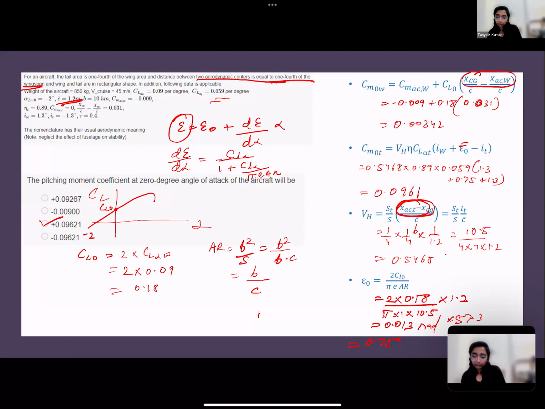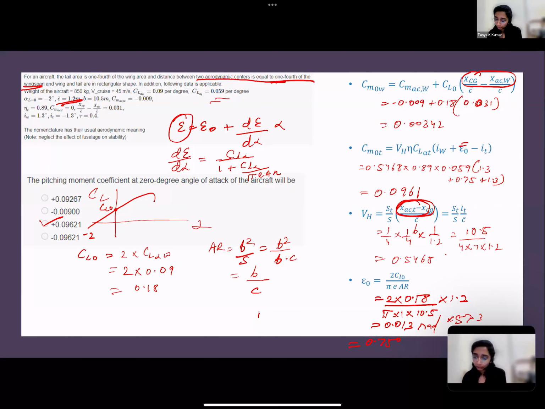So here you can see your CM naught value you've gotten positive. Both the cases it's positive. And that is another reason why it's, yeah, I'm not very sure why. Did we make a mistake anywhere? Not really. So it's just that assumption that we made. So the closest option is 0.096. Let's just go with that. Okay.